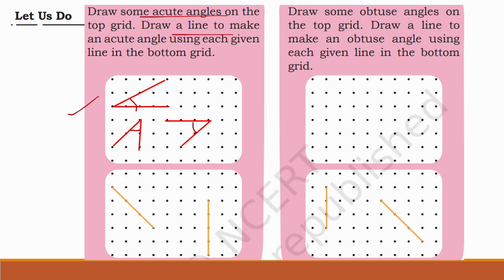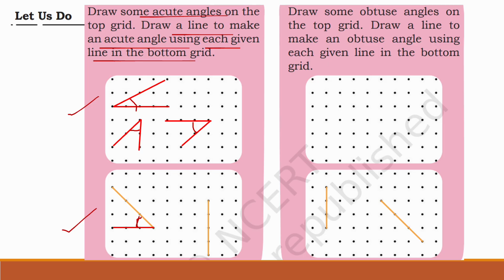Draw a line to make an acute angle using each given line in the bottom grid. See this bottom grid, here two lines are given. You have to make acute angles using these lines. See, you have to create two acute angles. See, for first angle, one line is given. You have to draw the next line. See, you can draw like this. This is an acute angle. This is less than a right angle.